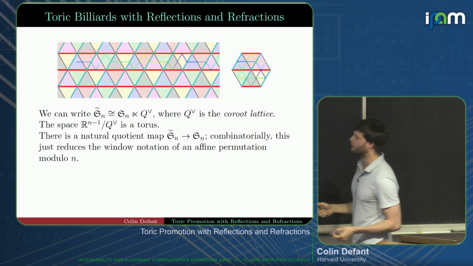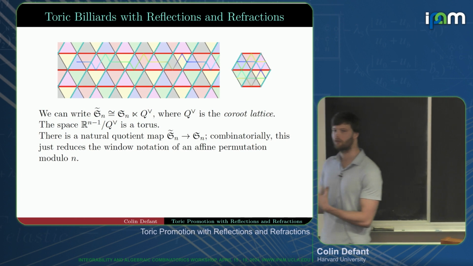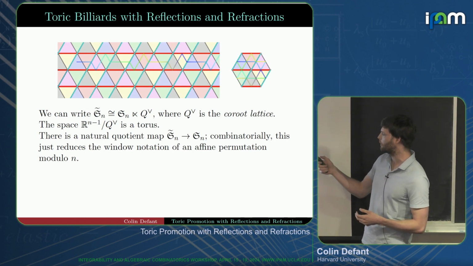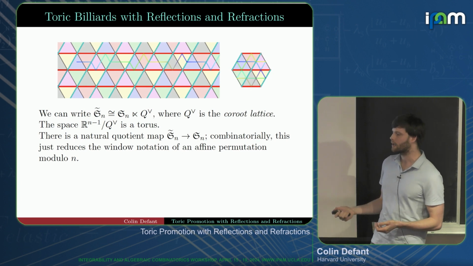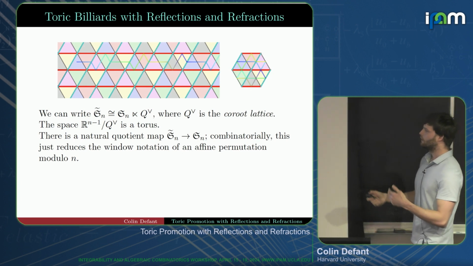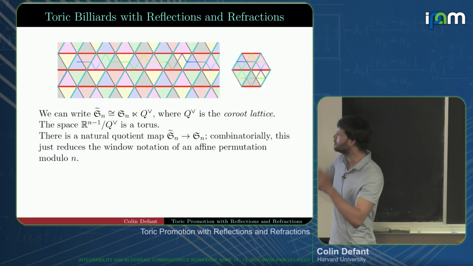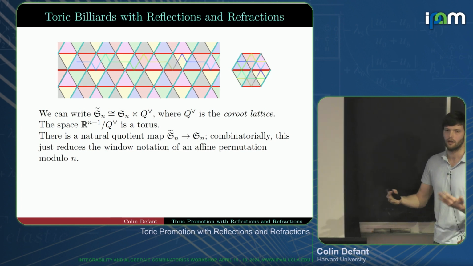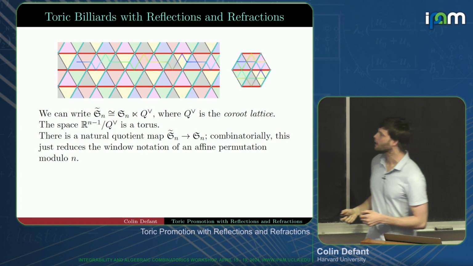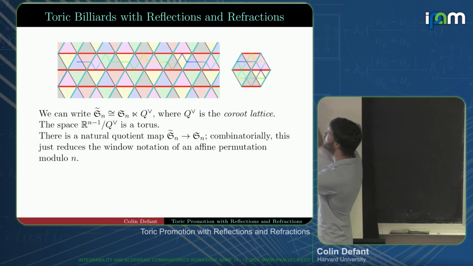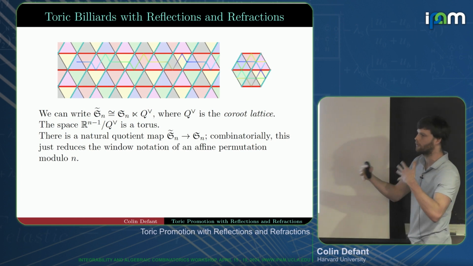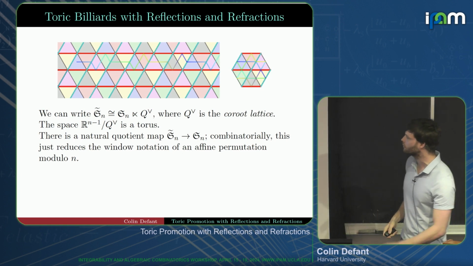So another nice thing about the affine symmetric group is that you can write it as a semi-direct product of the finite symmetric group Sn and a certain lattice called the co-root lattice, which I'll denote by Q check. If you take this Euclidean space here and you mod out by the co-root lattice, you're going to get an n-1 dimensional torus. So here, this is a picture of a two-dimensional torus where I've identified the opposite sides of this hexagon. So this is actually topologically a torus.